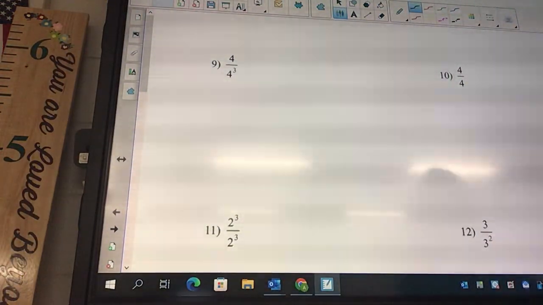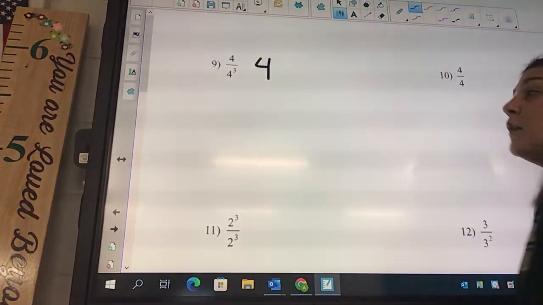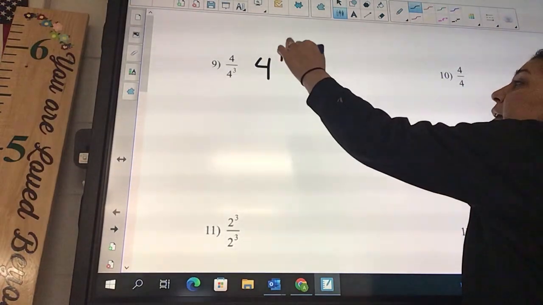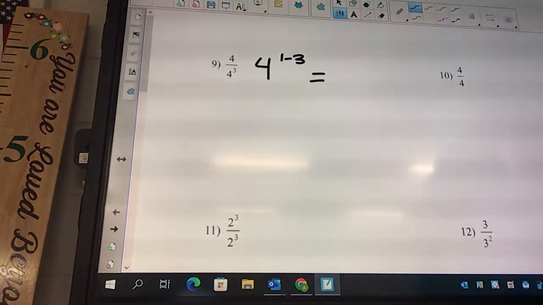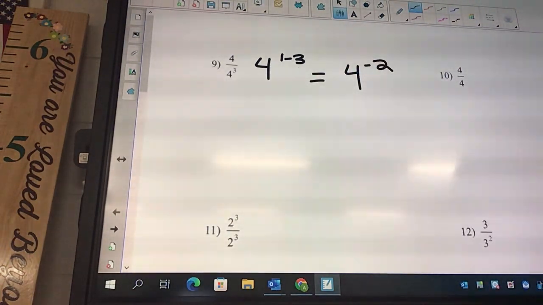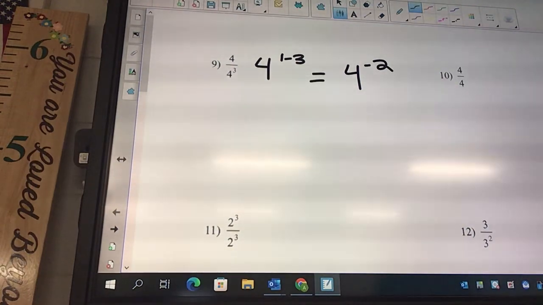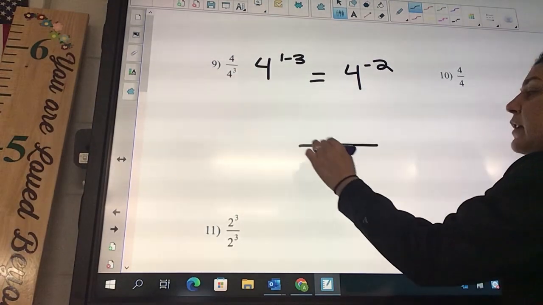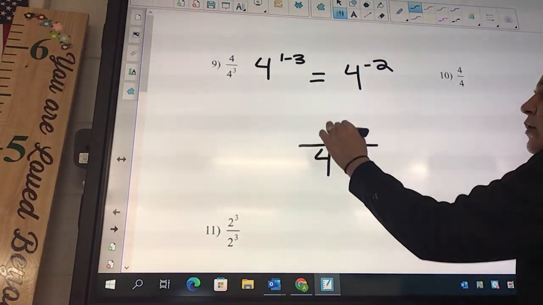Okay, 9, it's going to be 4 to the what? What is the exponent? 1 minus 3. So it's going to be 2 to the negative 2, or 4 to the negative 2, sorry. And we need to convert that. So we say 4 to the 2 over 1.